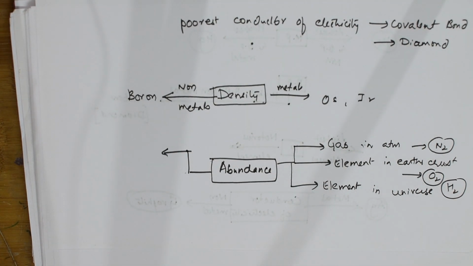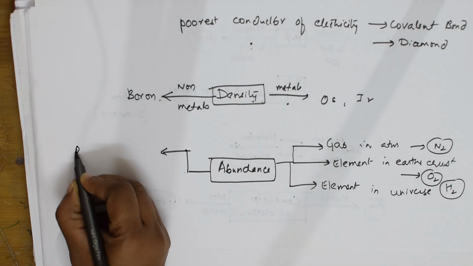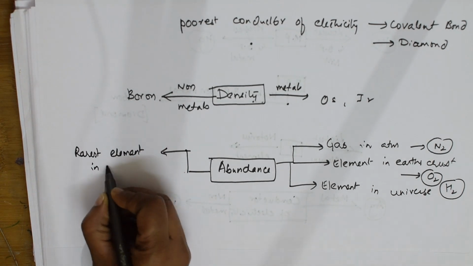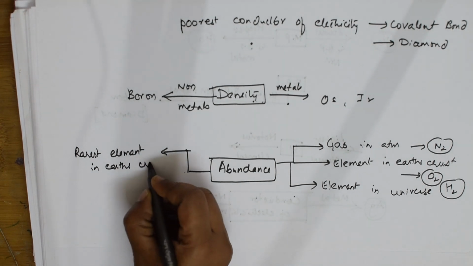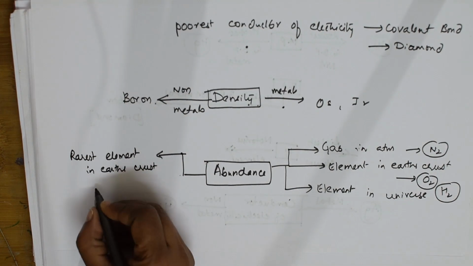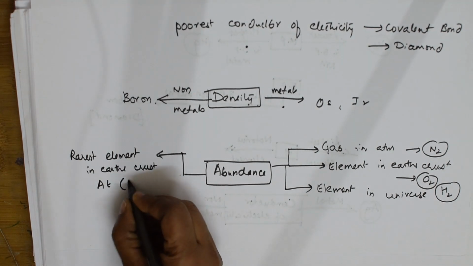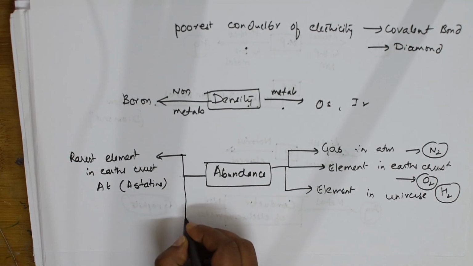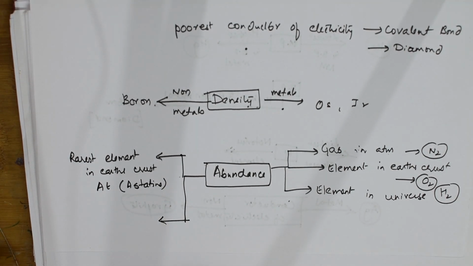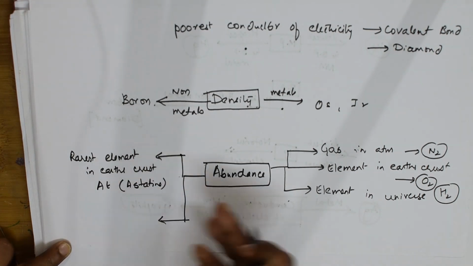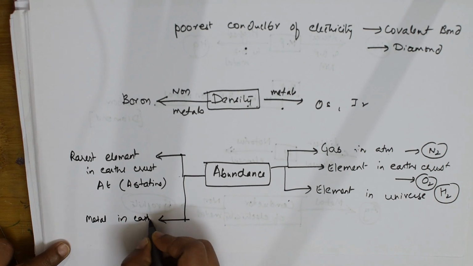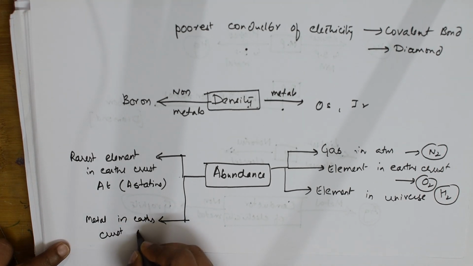So, my charger fell down. Okay, right. So, rarest element in Earth's crust. Let us write that. Rarest element in Earth's crust. What is the rarest element in Earth's crust? It's nothing but astatine, At. Astatine. Now, next, the abundant metal in Earth's crust. What is that? It is aluminium.